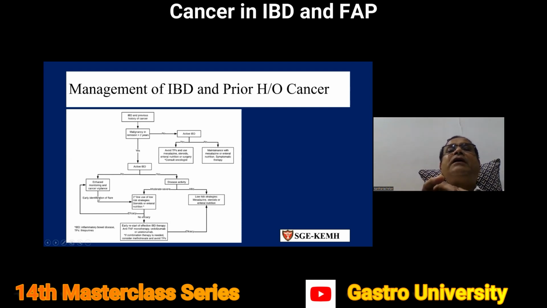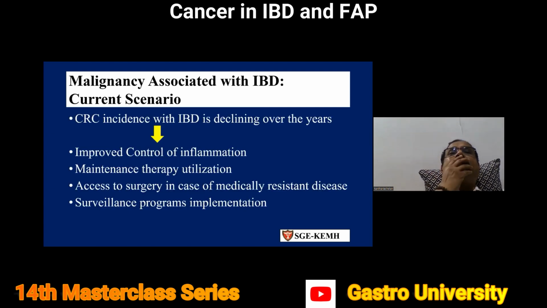And if there is early detection of flare, you start on steroids. If there is no efficacy with it, then again, as we said, anti-TNF monotherapy or vedolizumab or ustekinumab can be started. So this is as far as the management of patients of IBD with prior history of colorectal malignancy.